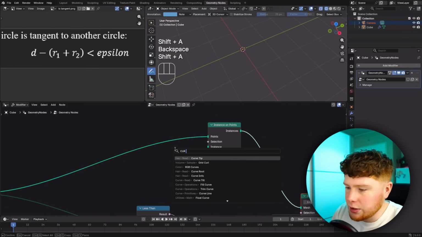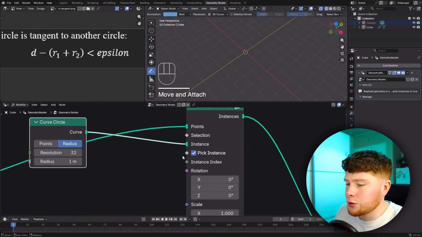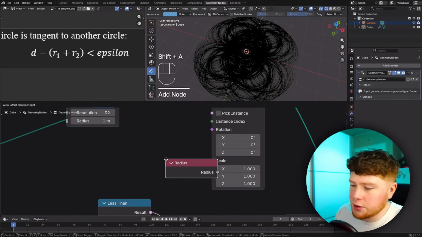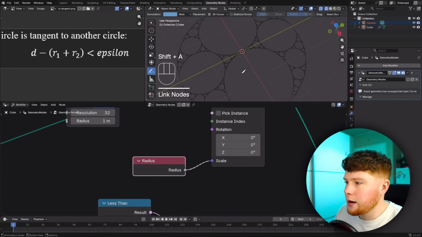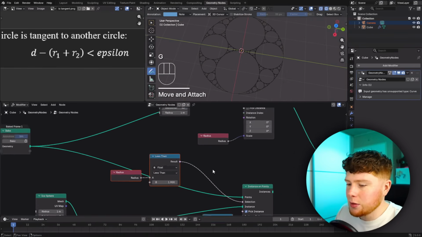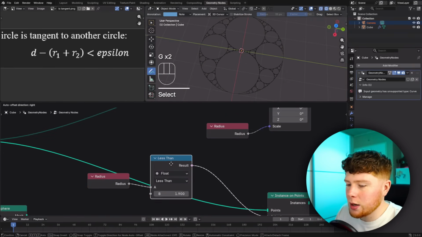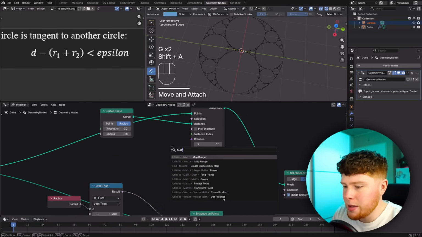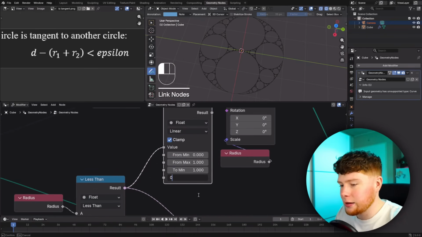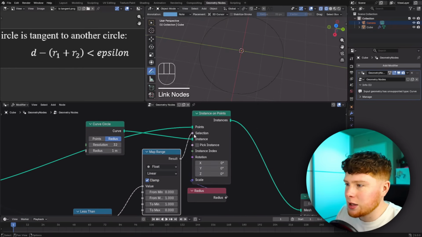And we want to instance a curved circle. And of course, turn off the pick instance. And then it works. Let's connect the radius of each point again like this. And now I want to only have it on the bigger circle. So basically, I want to have the reverse of what this is. If we do a map range node and connect it like so, and we reverse it in this way, then we can connect it with the selection.